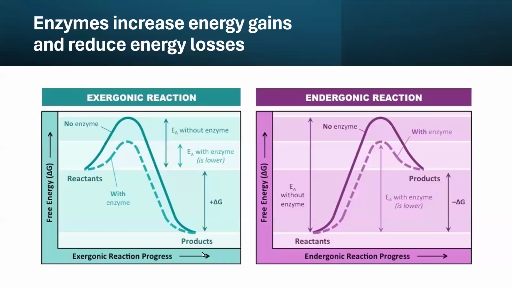Now, when we have an enzyme present, we reduce the amount of energy to get up here. And so the net gain is greater. So let's pretend that to get up to this point, that's 2 energies, and to get up to the enzyme point, that's 1 energy, right?